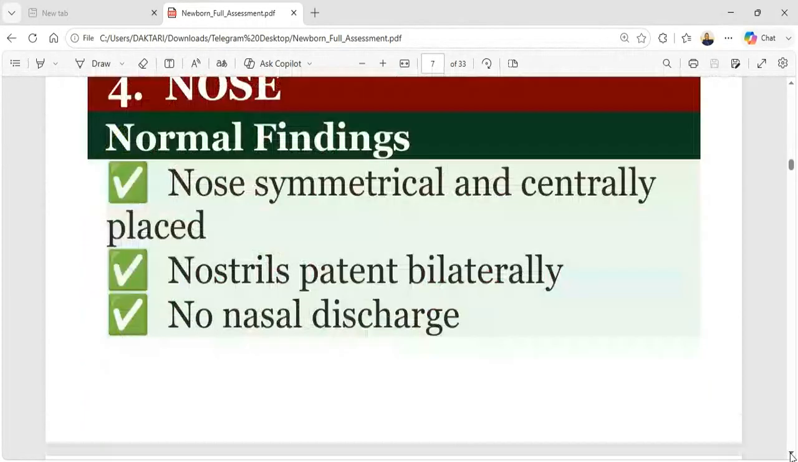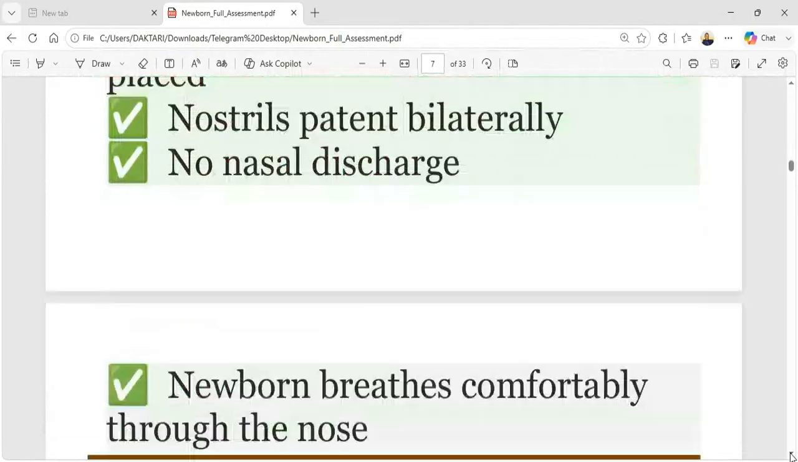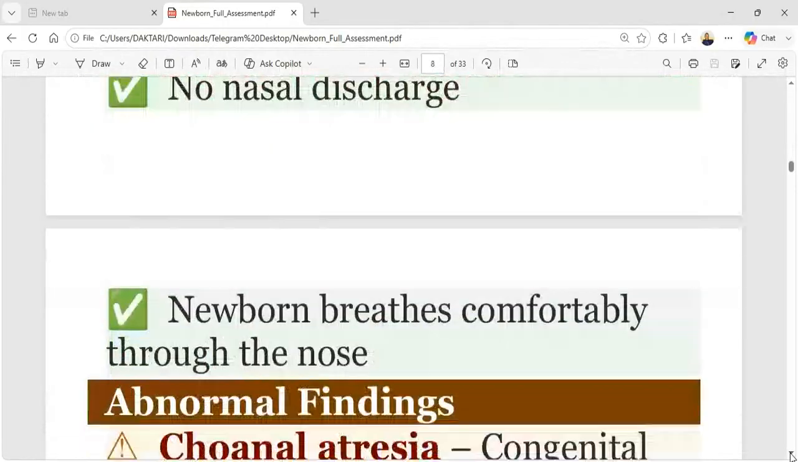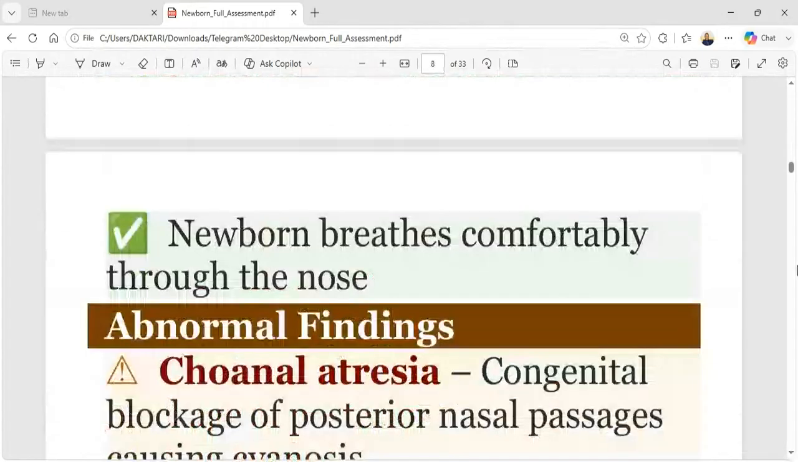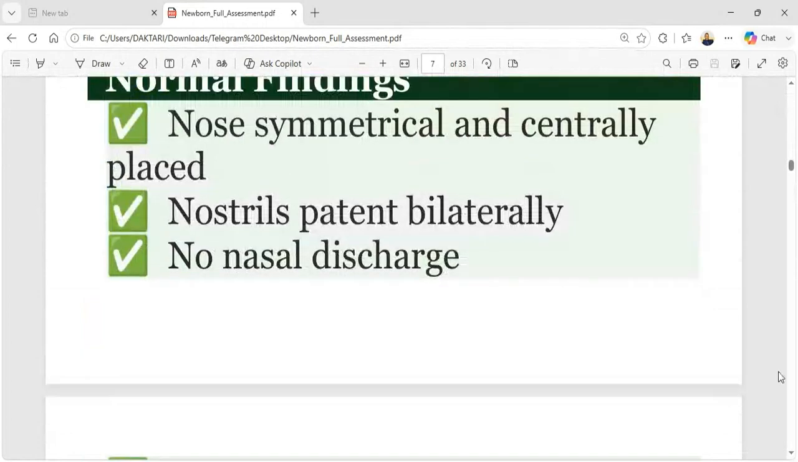And then the nose, normal findings: symmetrical and centrally placed, nostrils patent bilateral, and no nasal discharge. Newborns breathe through the nose. So when you check the nose and you find the baby is breathing well, no nasal discharge, nostrils patent and bilateral, and symmetrical and centrally placed, then you don't have an issue.